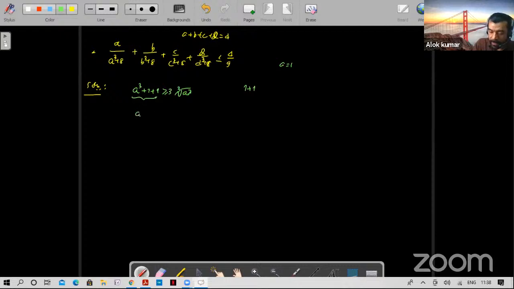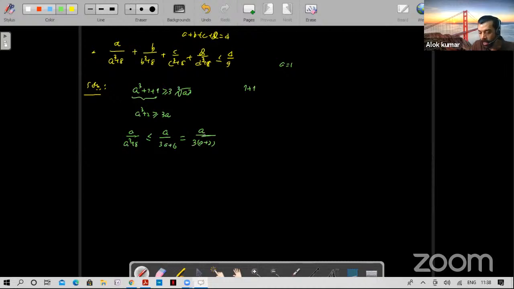Now, with this, I get a cube plus 2 greater than or equal to 3 times a. Everything is positive, so I can afford that. Anyway, the cube root I don't care about, but a. So now I have to write it this way, that this is a over a cube plus 8. So I play with this term. This is less than or equal to a over 3a plus 6. So that is a over 3 times a plus 2.